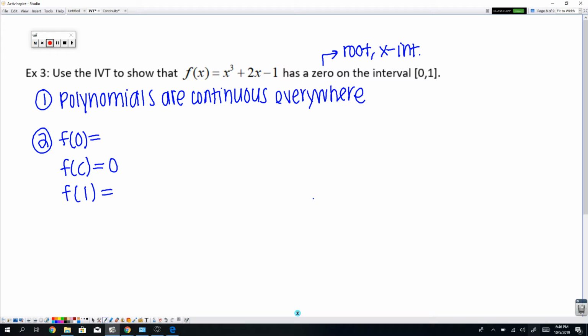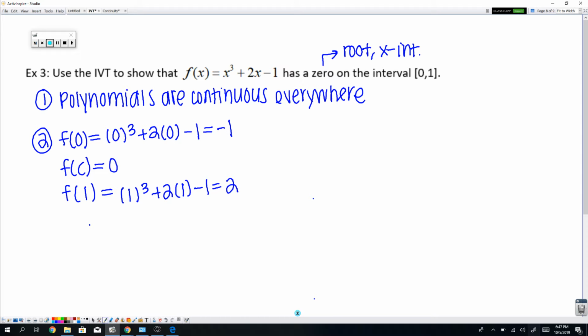So, it says 0 cubed plus 2 times 0 minus 1 equals negative 1. And then f of 1 is 1 cubed plus 2 times 1 minus 1, which is 2. And because 0 fits between negative 1 and 2, that means that it does have a 0.